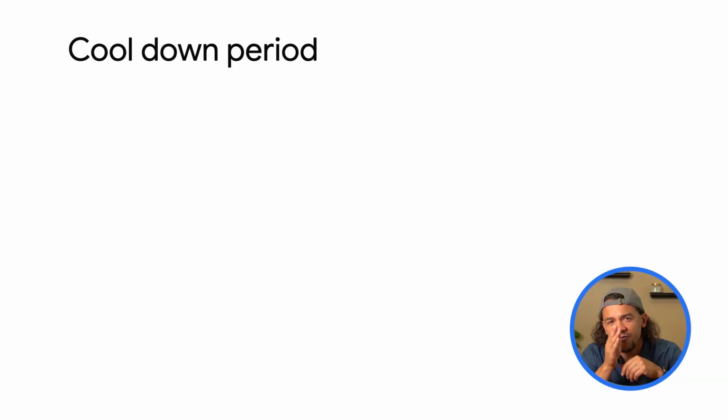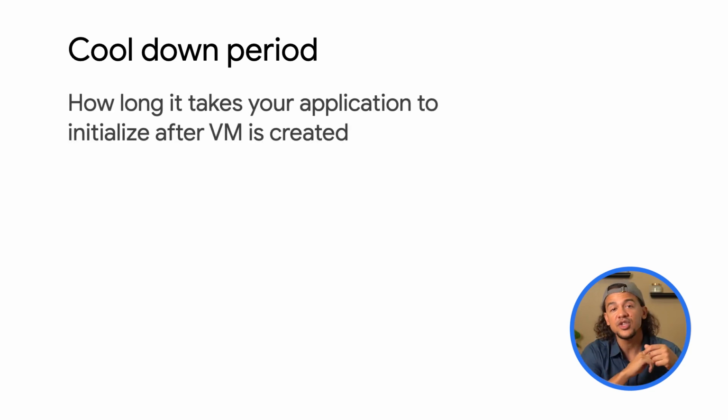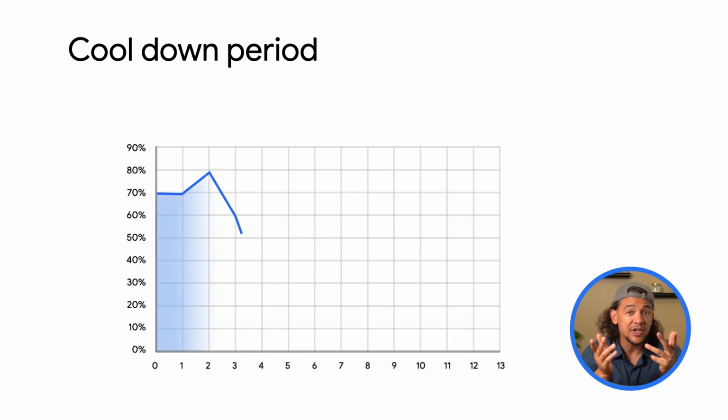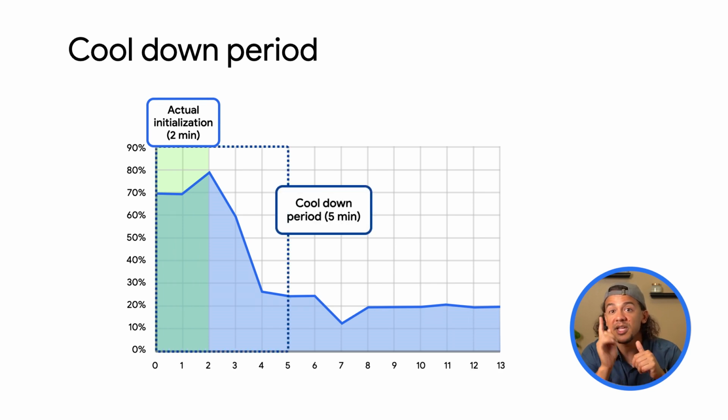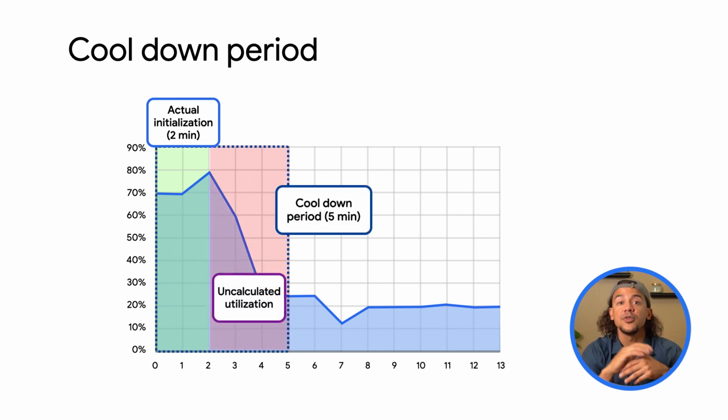Okay, thing 2, the cooldown period. For effective autoscaling, you want to make sure you specify an accurate cooldown period. The cooldown period is the initialization time, the amount of time it takes for your application to initialize after the host VM has been provisioned. You want to be sure that you have an accurate one specified. If you specify a cooldown period that's too long, then your autoscaler will miss out on that utilization data and potentially underestimate the required size of your group.